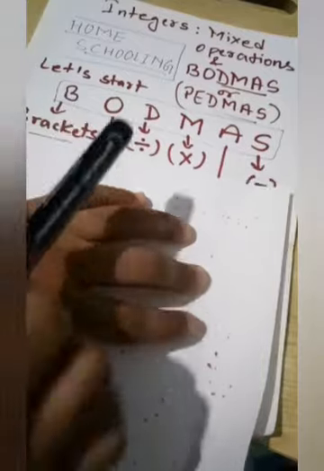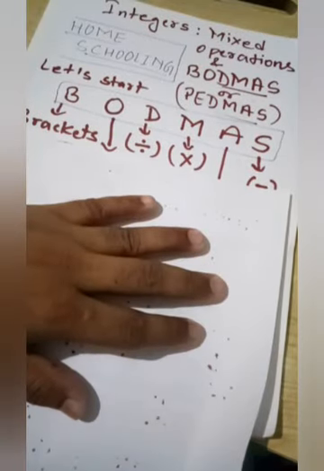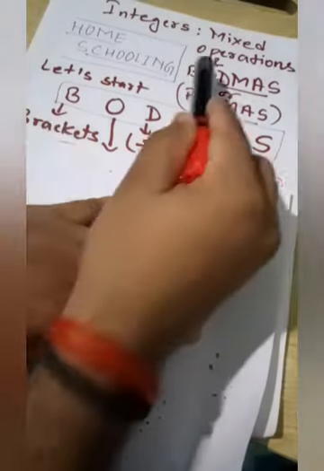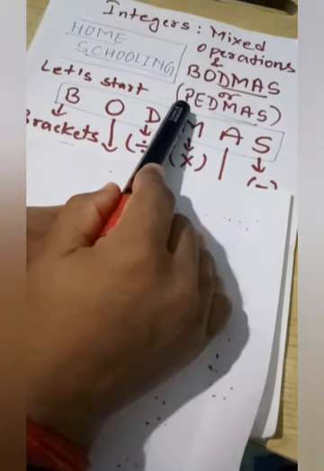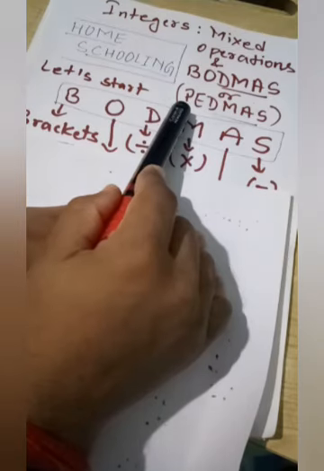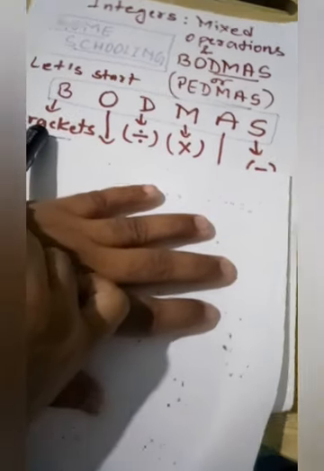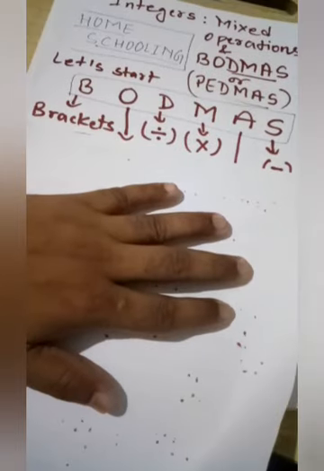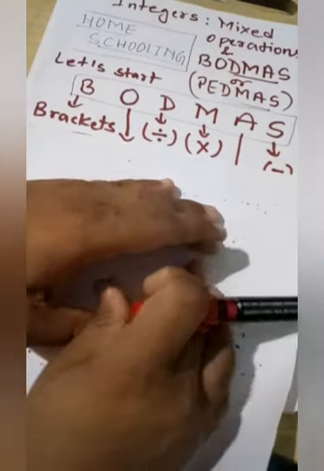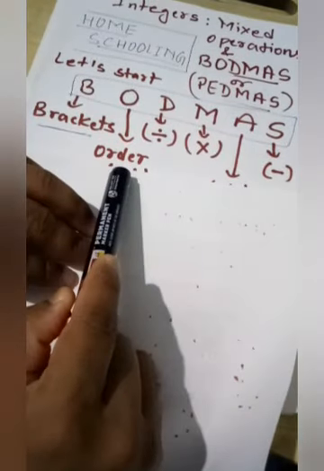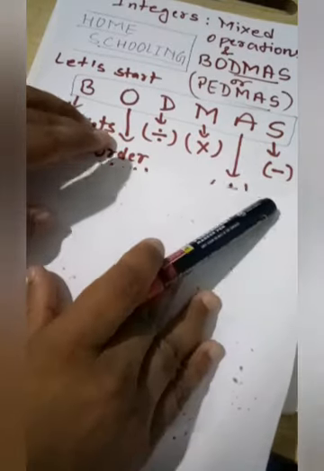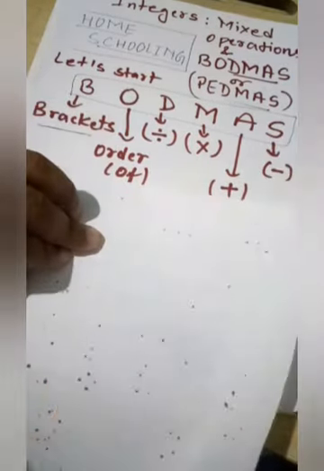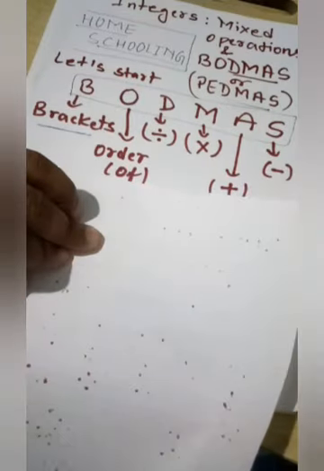Before you solve, remember that this pattern you must have learned in your lower grades. B stands for bracket, which is called parenthesis in the US and in the UK, and that is nothing but our brackets. Then O stands for of, or the exponent part, what we call order. Then D for division, M for multiplication, A for addition, and S for subtraction. So we have to solve according to this pattern.